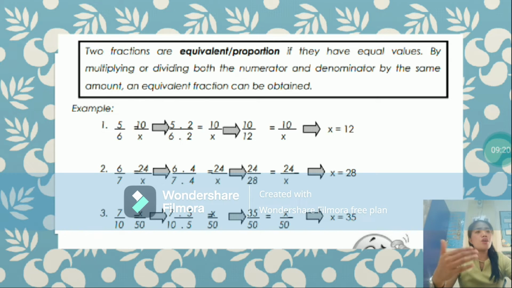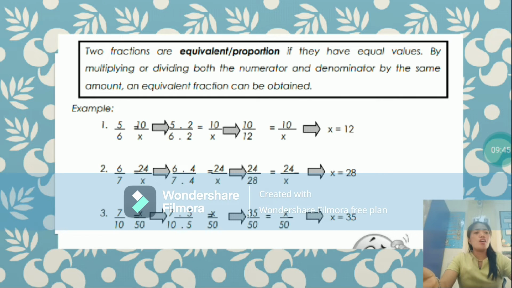Whatever number has been multiplied to the numerator, that's the same number or factor that we're going to multiply to our denominator. So you have 6 times 4 is 24, 7 times 4, that will give us 28. Therefore, your x is 28. Therefore, 24 over 28 is equivalent to 6 over 7.